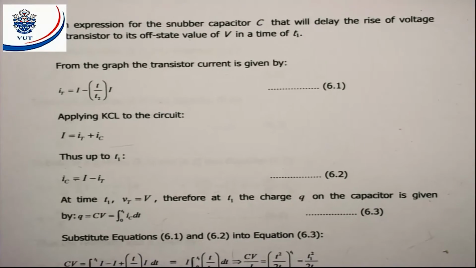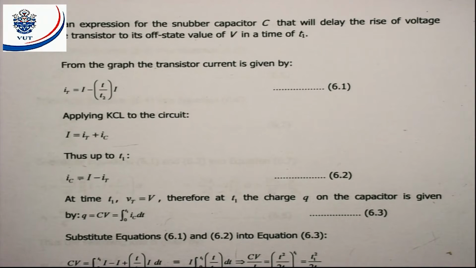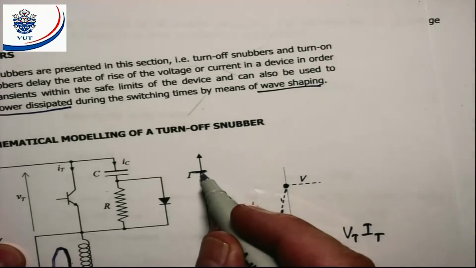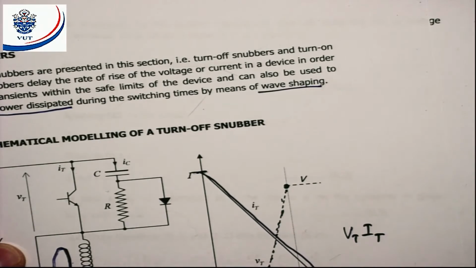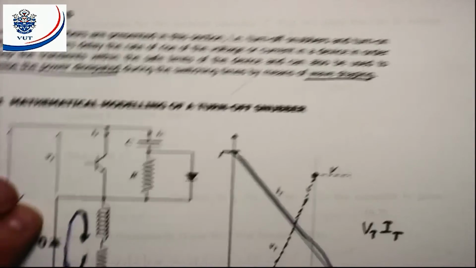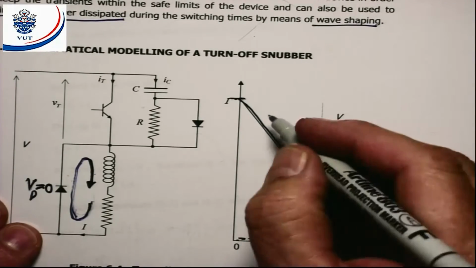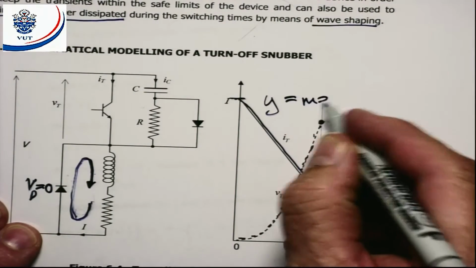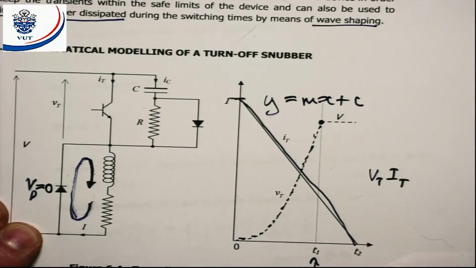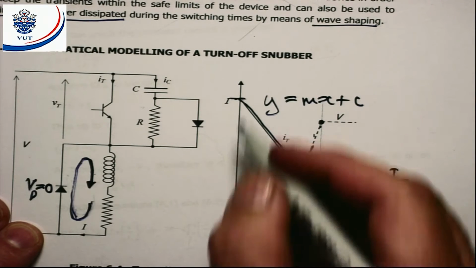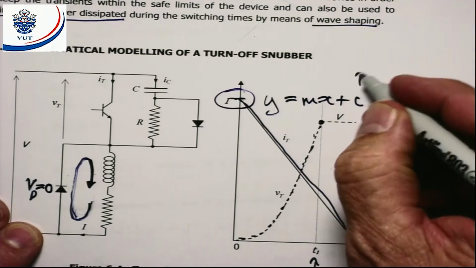Derive an expression for the snubber capacitor C that will delay the rise of the voltage over the transistor to its off-state value of V in a time of T1. Now when we look at this current of ours there, the current IT, we can see that it is linear. So it is given by y is equal to mx plus c. What is the value of c? It is where we cut the y-axis, so that will be I.